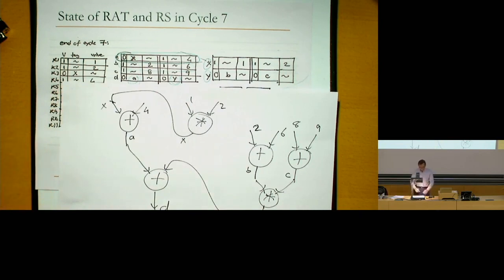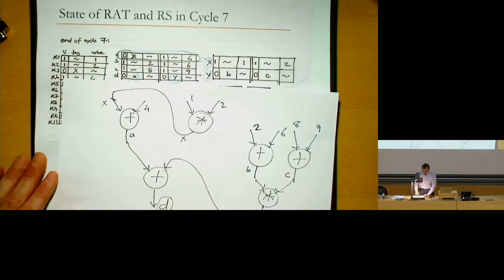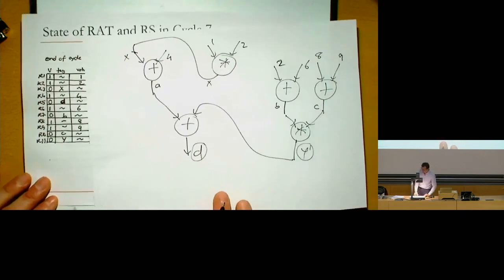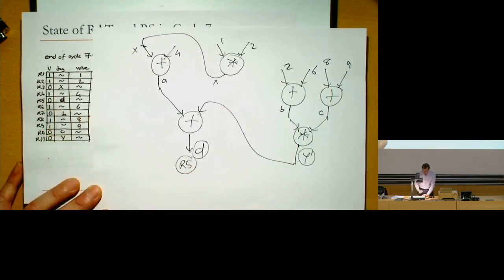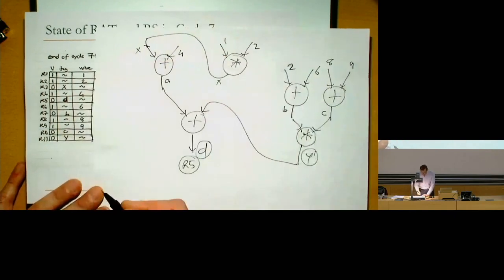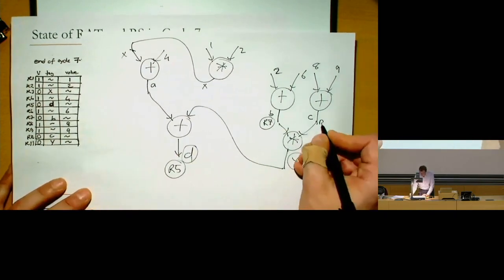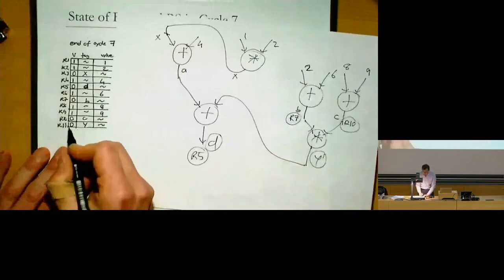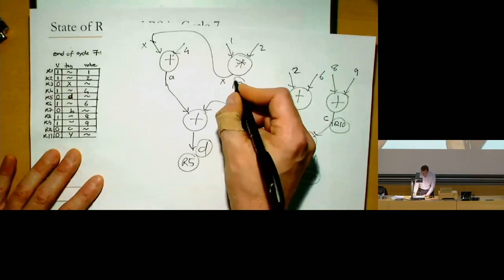And we can now reverse engineer these tags to be registers and values also to be registers. Let's take a look at how we do that. We look at the register file for that. So D is R5, so this better be R5, I assume, because there's no other definition of D anywhere. B is R7, so this is R7. C is R10, so this is R10. And Y is R11, so that's R11. X is R3, so that's R3.